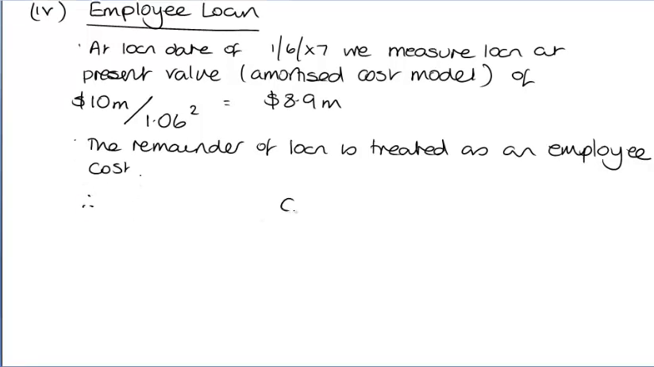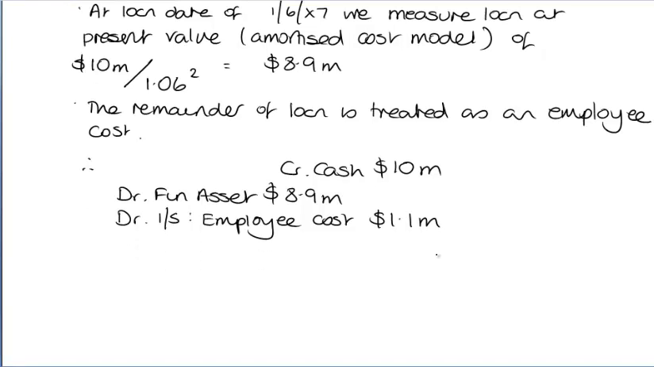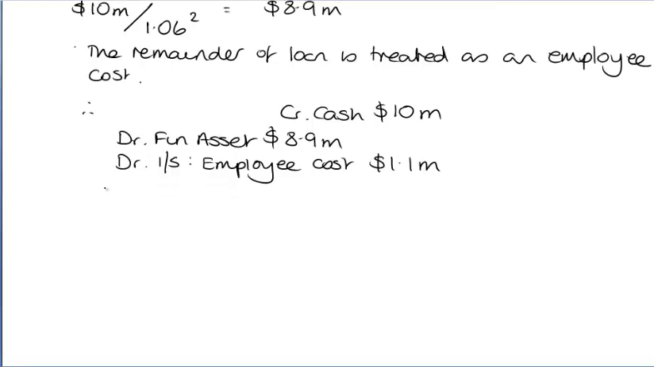So therefore, let's convert that into a journal. Let's credit cash. $10 million has gone out of our business. We're going to debit a financial asset, $8.9 million. And we're going to debit the income statement employee cost, $1.1 million. But we're not going to get $8.9 million back, are we? We're going to get the full $10 million back.